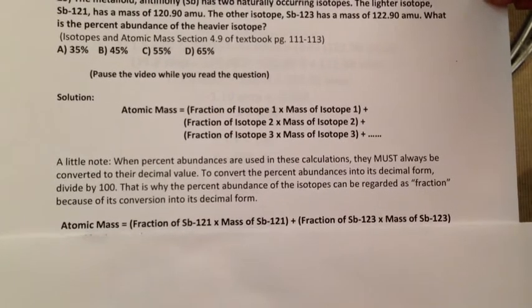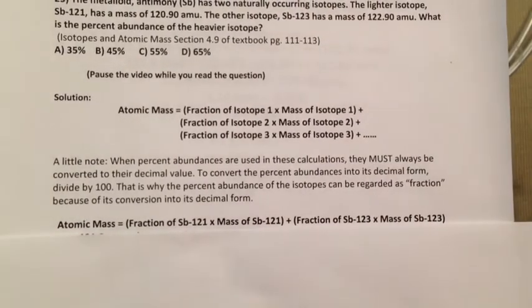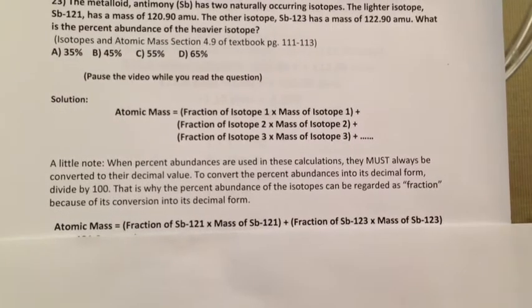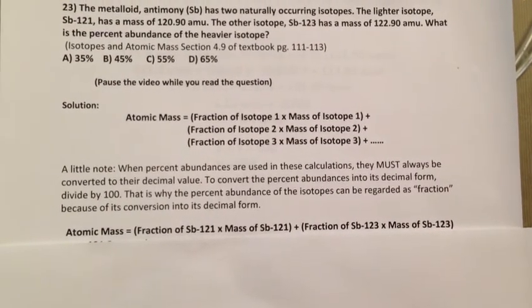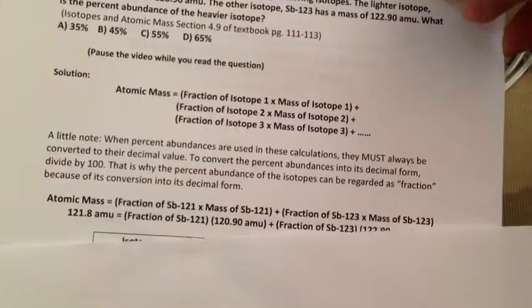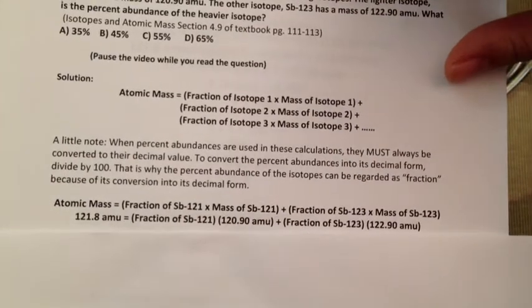In this problem, by using the given mass of the two isotopes and the average atomic mass of antimony from the periodic table, we can insert those into the equation.